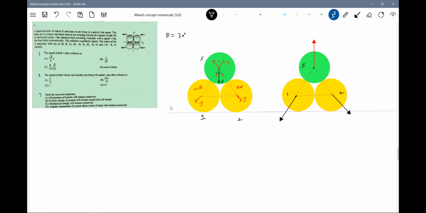Apply the impulse momentum equation on ball 5. MV initial, 4 times J cos theta. Now why 4? Because the impulse I'm showing is by 2. Similarly, there'll be impulse by ball 3 and 4 also. And finally, it is equal to minus MV. Okay, till here is what?